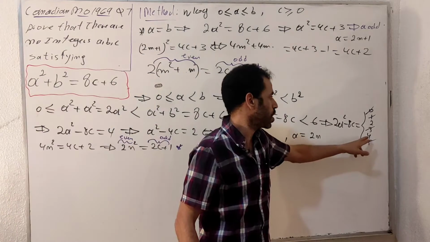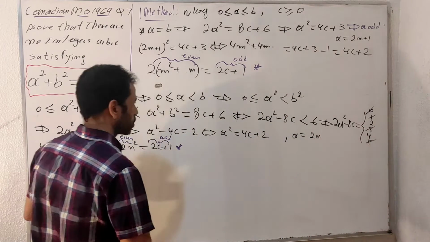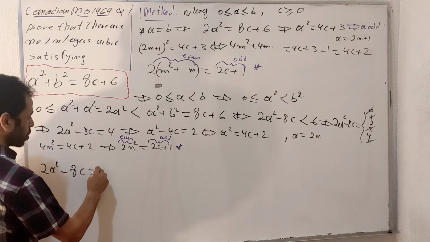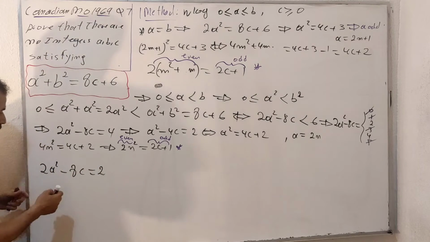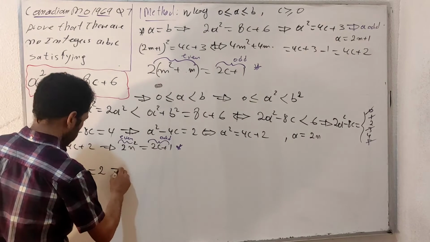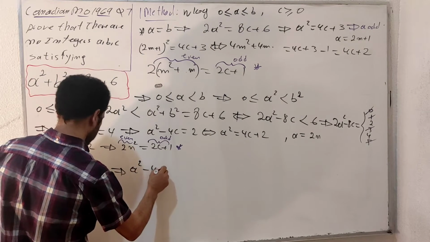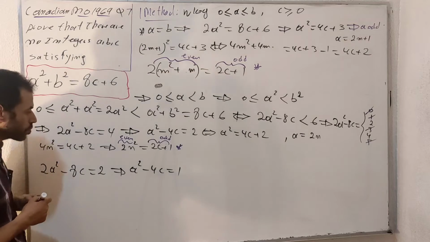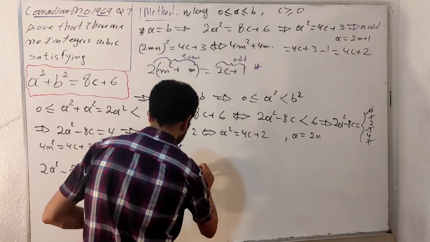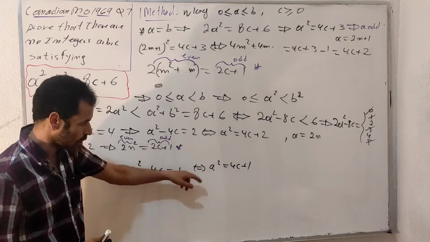Which means now I have only one case left, so I will have this one equals to 2. Let's check that. So I will have 2a squared minus 8c equals number 2. Then I'm immediately going to divide by number 2 on both sides. So I will have here a squared minus 4c equals number 1, okay? Then I'm going to move over this 4c to the right, so I will have a squared equals 4c plus number 1, okay? This one is telling us a is odd.